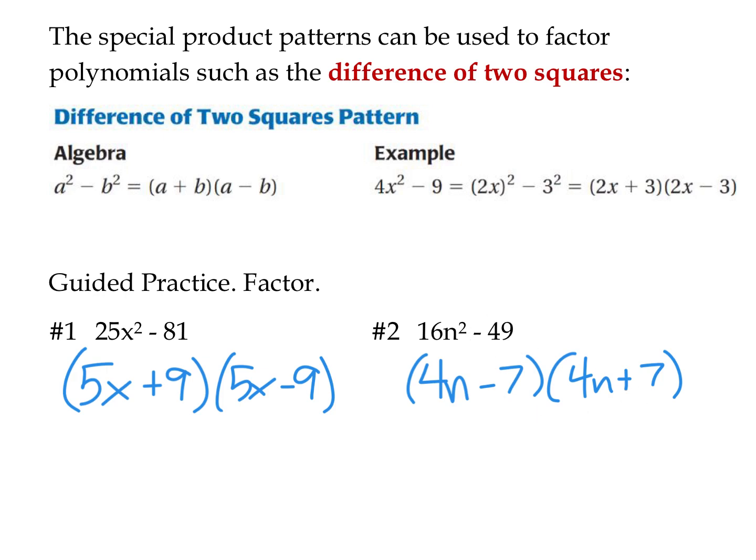Or if we distributed and multiplied this all the way out, which we shouldn't need to do, we should recognize these special patterns. Right in the middle, we'd have 4n times 7, which is 28n. And we'd have minus 7 times 4, which is minus 28n. Right? Those cancel out. That's why we don't see anything with just an n in it here as a middle term. So that's a difference of squares. Figure out what times itself would give me the first term, what times itself would give me the second term. And then make sure we have different signs on our two binomials.